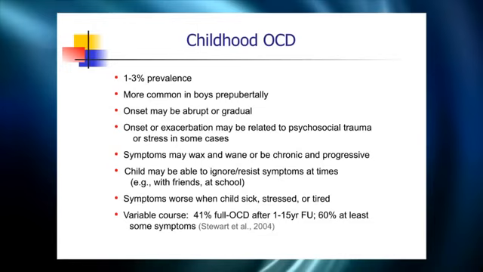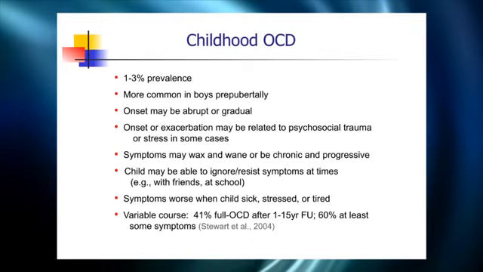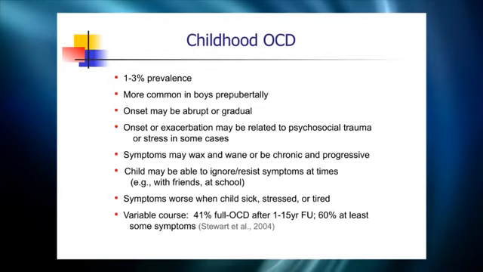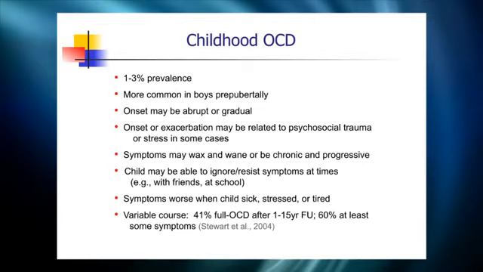Symptoms can wax and wane, similar to ADHD and other disorders. You tend to see a wax and wane, oftentimes in response to stress, to fatigue, to illness. But most commonly, you do see the OCD symptoms tend to be chronic and progressive over time, if not treated. And again, related to this waxing and waning, kids may be able to ignore or resist their symptoms at certain times. So if they're in public with friends, they may be able to resist the urge to ritualize. But typically that's transient and it's associated with a lot of stress.